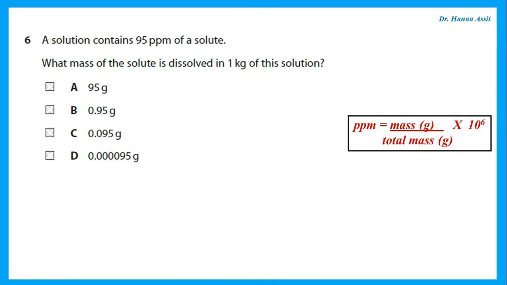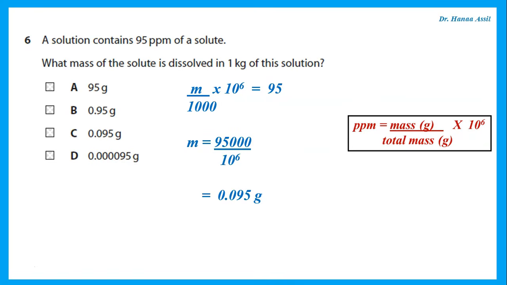10 to the 6. So we're told that the mass of the solute over the total mass of solution, of course it says 1 kilogram, that means 1000 grams, times 10 to the 6, and we're told that is 95 parts per million. Now we need to get what is the mass. The mass ends up being 0.095 grams.